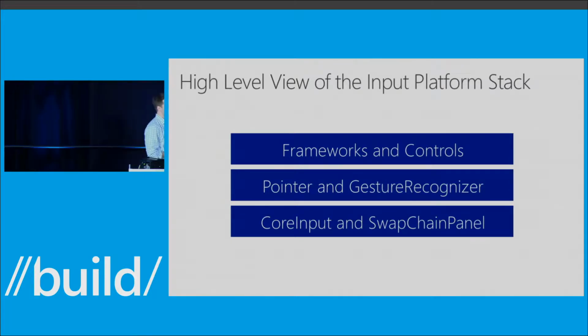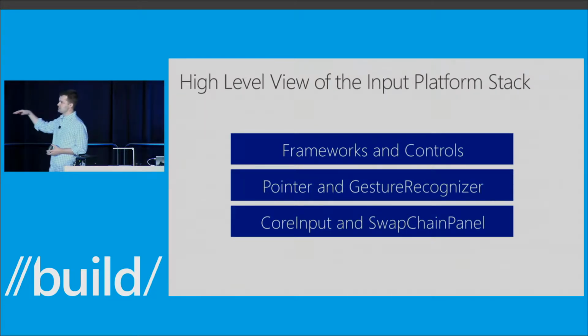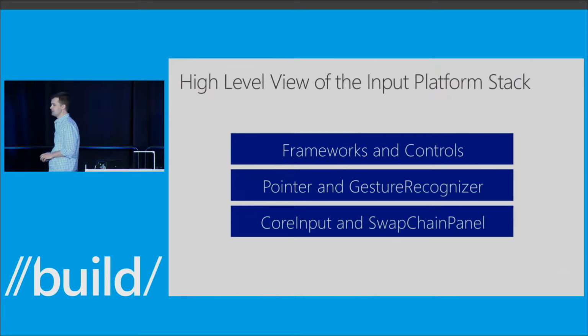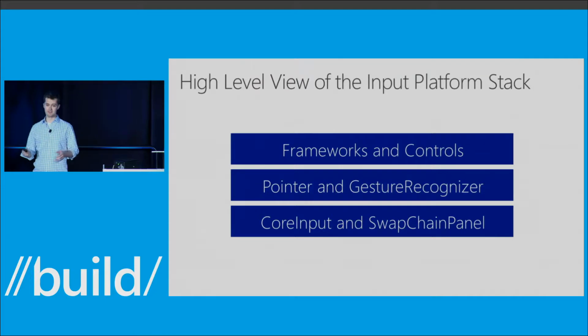The next layer is really, if you need more power and flexibility, maybe you're building some custom control, that's when you step down and use APIs like pointer, pointer device, gesture recognizer, things in that family that give you a lot more power and flexibility. And then finally, if you need ultimate power, you can go down to core input. This is about as close to the metal as you can get. We'll talk about this towards the end of the talk, but this is where you go if the other layers aren't giving you exactly the control, power and flexibility you need.